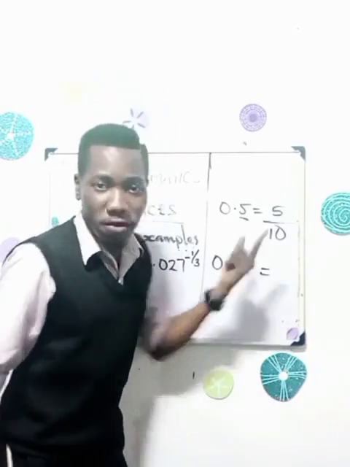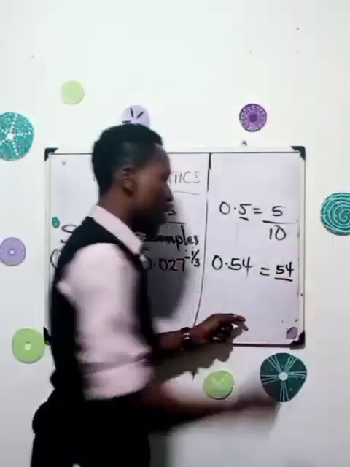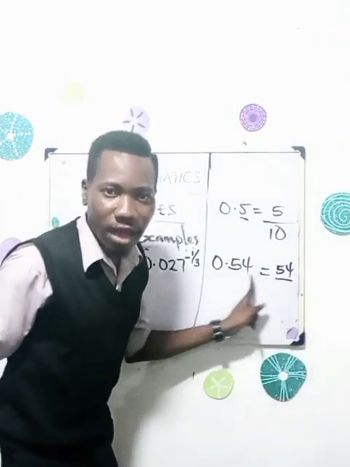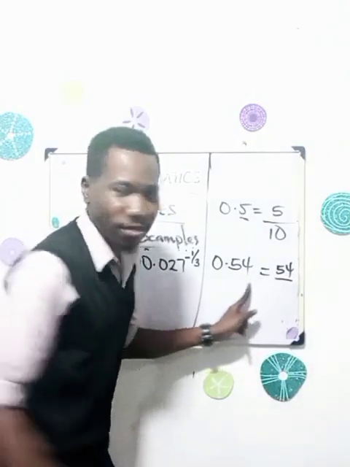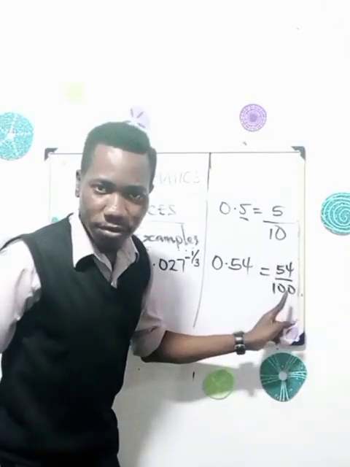So now you're going to have 0.54, which is the same thing as 54. So you have 54 over, now 2 decimal places after the decimal point, 2 places, so that will be over 100. So it's going to be 54 over 100.